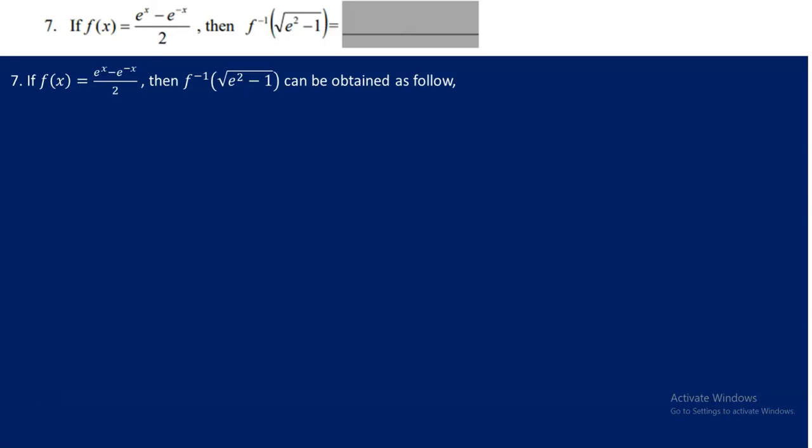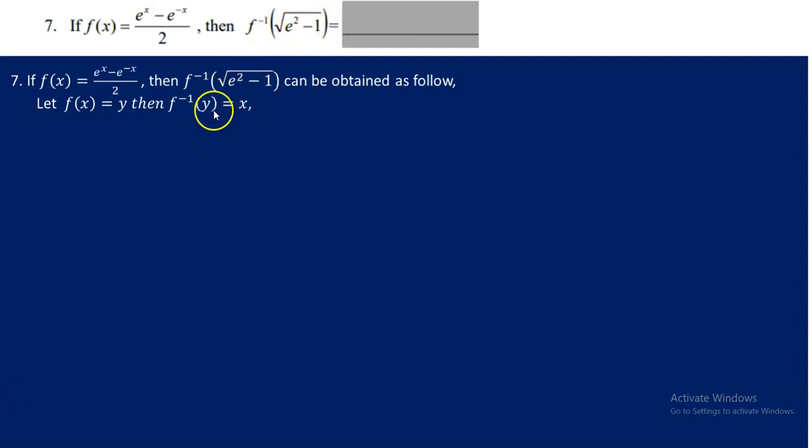And for that, if f of x is e to the power of x minus e to the power of minus x, over 2, then to find f inverse of radical e squared minus 1, you can apply this concept. Let f of x be y, then automatically f inverse of y is going to be x, because if f takes x to y, the reverse is done by f inverse, which is to say that f inverse takes y to x. So in place of y, we will take later e squared minus 1.